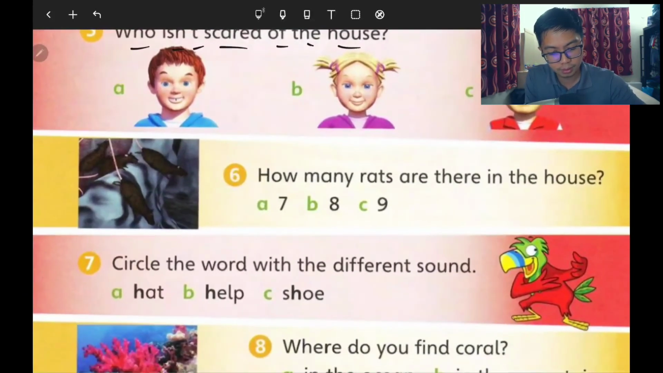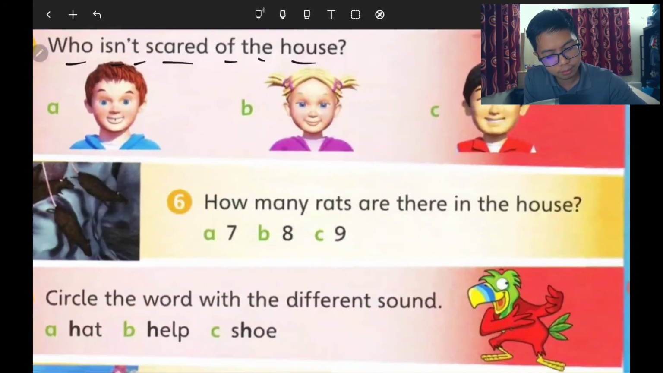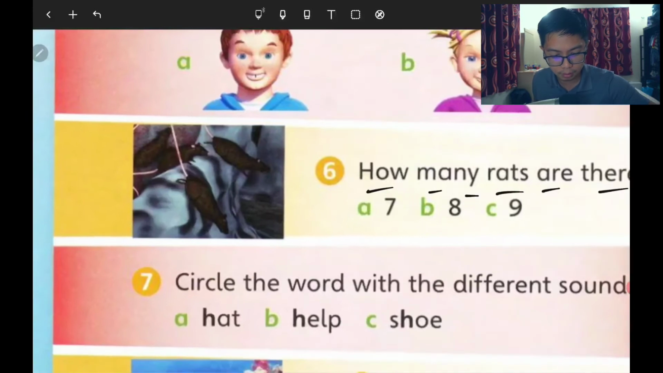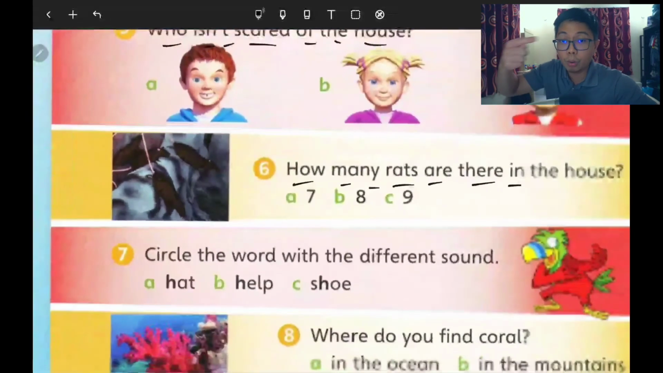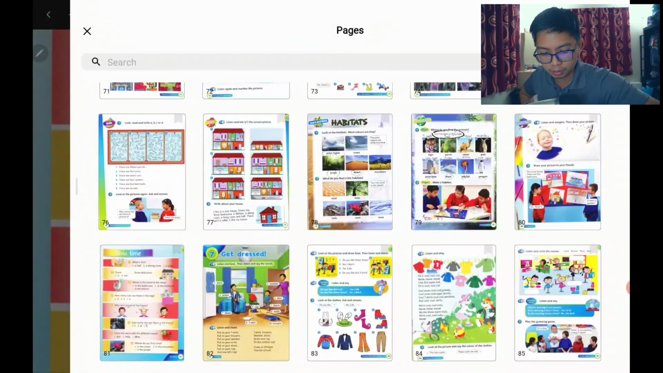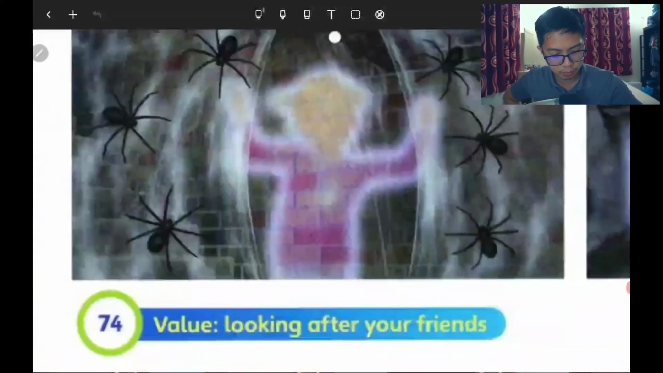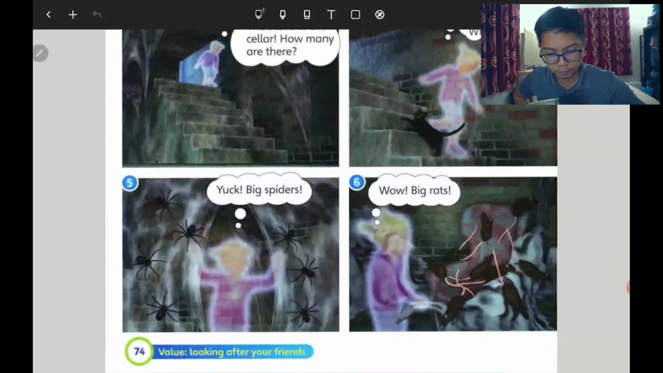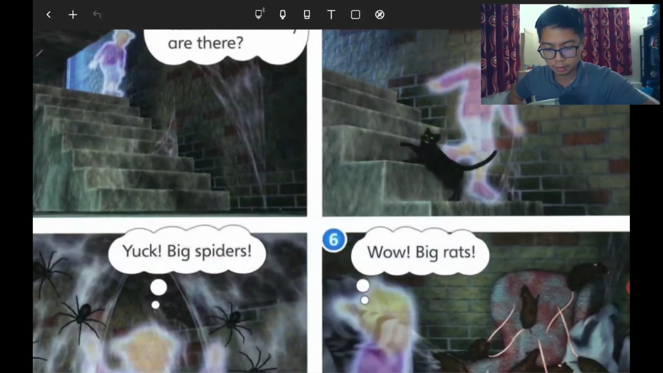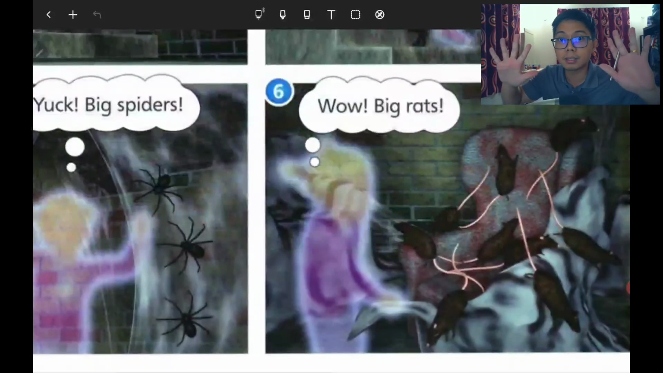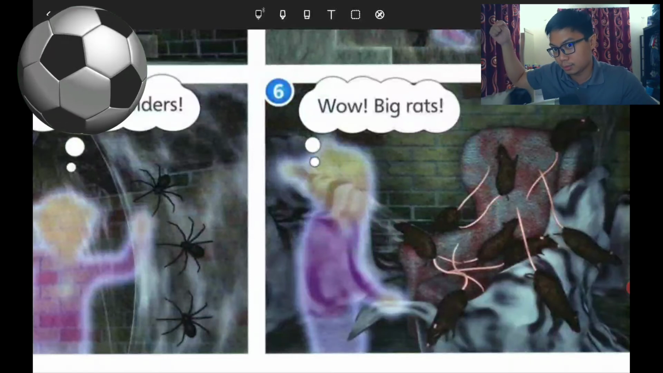Next one. Number 6. How many rats are there in the house? How many rats? Over here. Not here. You need to go back to the previous pages. Right here. Also on page 74. The rats. Not the spider. Not the cat. The rats. So you have 10 seconds to count how many rats in that house, starting now.